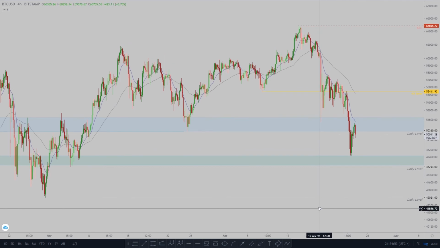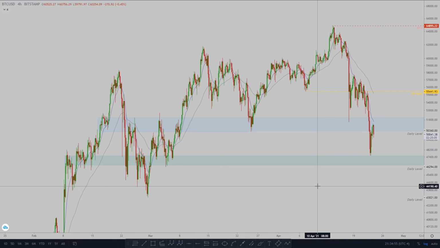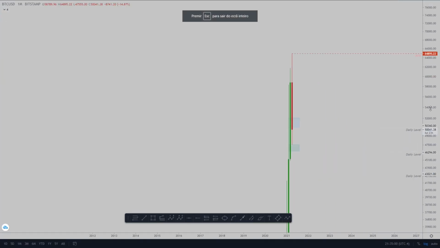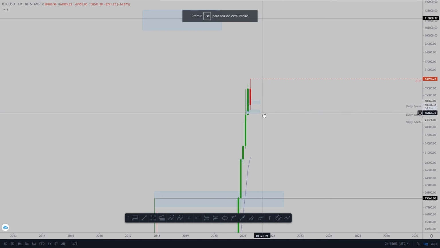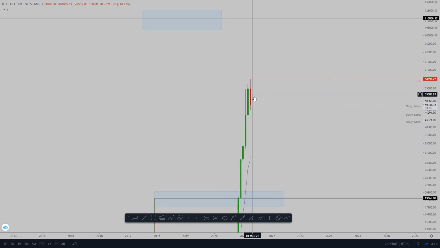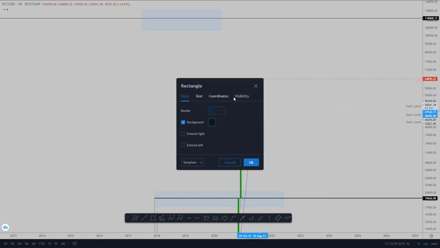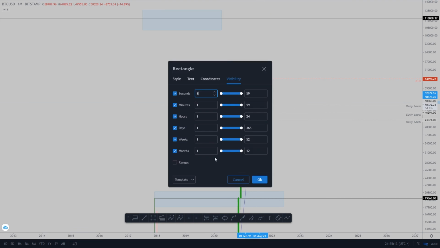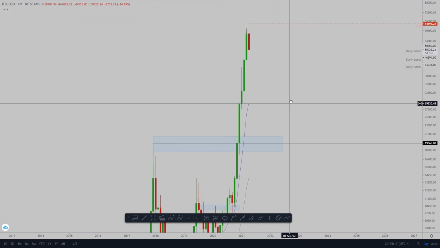Okay, the levels on the higher time frames that I said are the most important. Let's just go to the monthly back again and get rid of these small time frame zones. If you don't know, you can double click it and see visibility, and now highlight the visibility that you want to see. Just want to see on the daily and below.